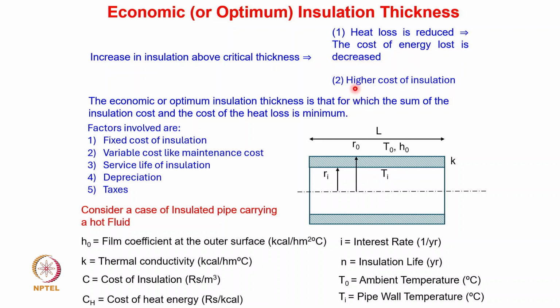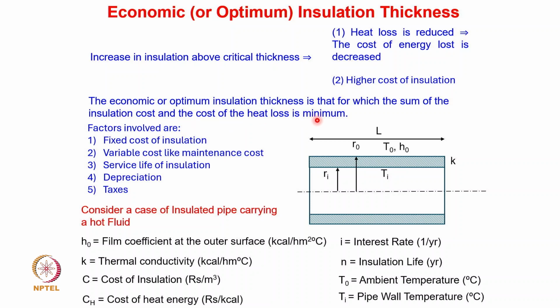So again the higher is the cost of insulation. So you can see that as the insulation is increased above the critical thickness, the heat loss is reduced, and because of that the cost of the energy lost is decreased, whereas the insulation cost increases. So there is a trade-off between these two. So economic or optimum insulation thickness is that for which the sum of the insulation cost and the cost of the heat loss is minimum.